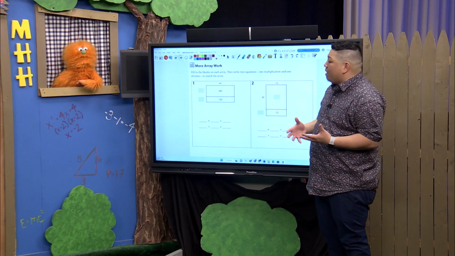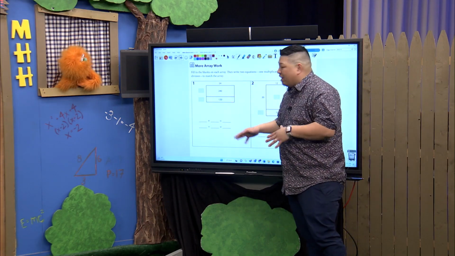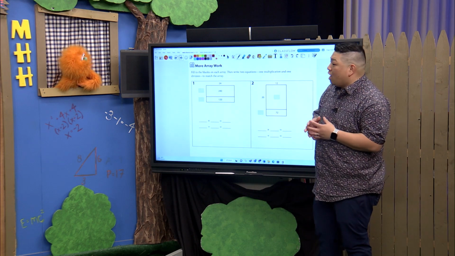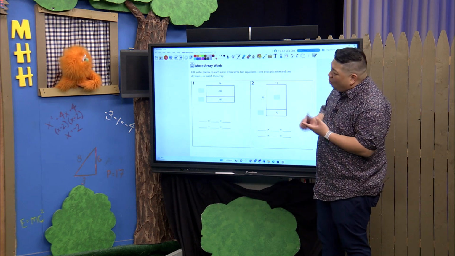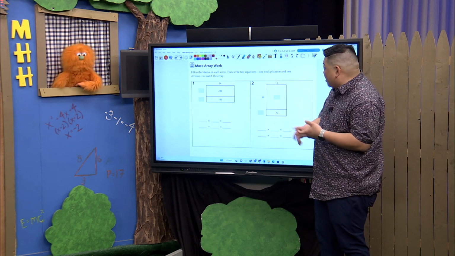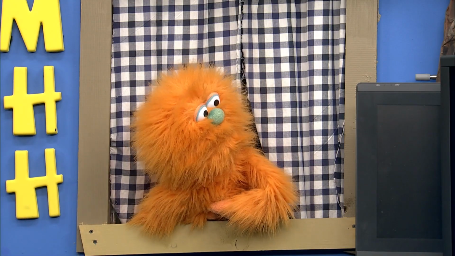So the cool thing about using an array model or an area model is that it can be used to help us with multiplication or division. And that's what we're going to do here. We're going to fill in the blanks and we're going to come up with some problems here.